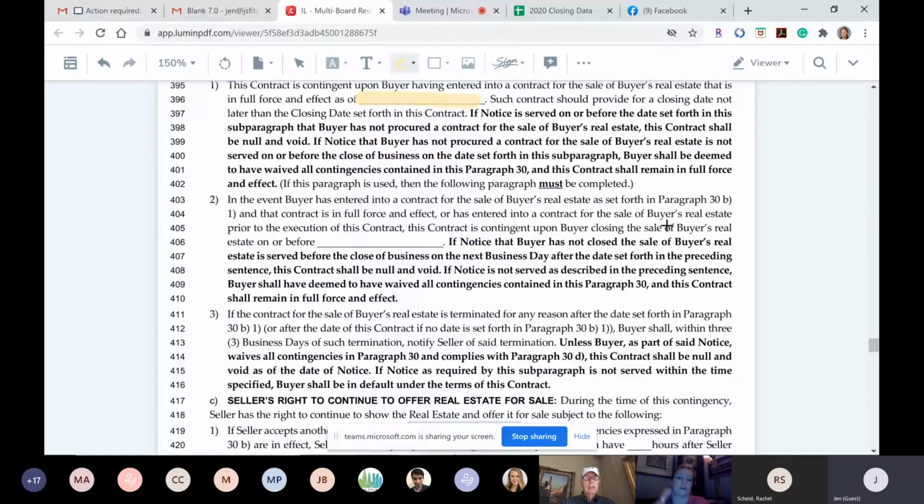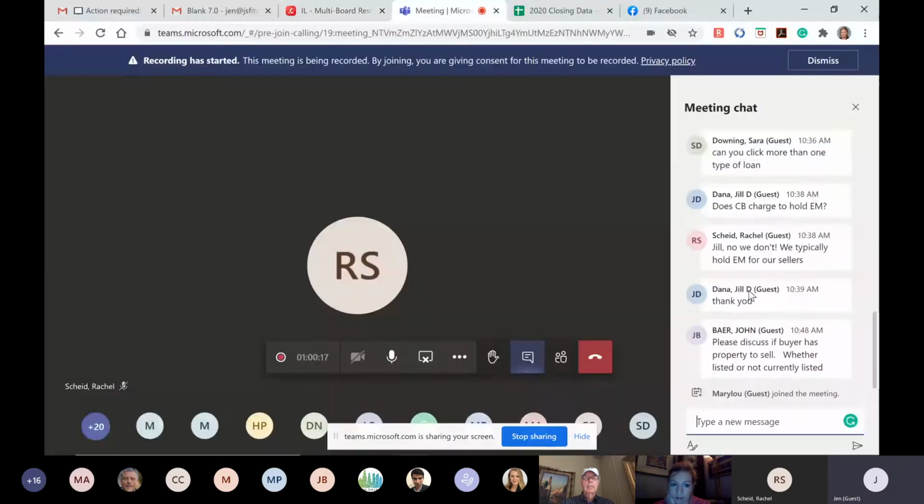If they've entered into a contract and that contract is in full force and effect, yes. This contract is contingent upon buyer closing on this contract on or before... And in this case, I would put the closing date of this contract I'm working on right here.